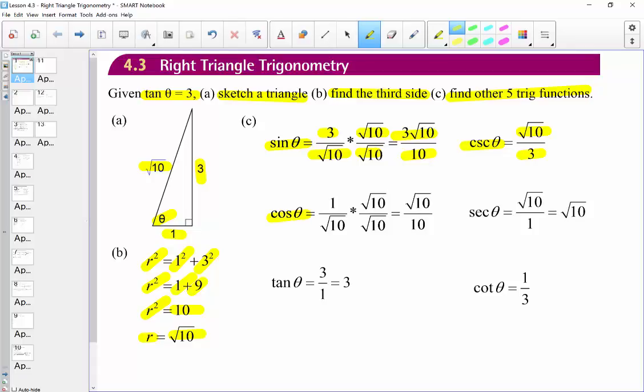The cosine of theta is our adjacent side, 1, over the hypotenuse, square root of 10. Again, we're going to rationalize the denominator by multiplying the numerator and denominator by the square root of 10. In doing so, we get the square root of 10 over 10. The secant of theta is equal to the hypotenuse, square root of 10, over the adjacent side, 1, or simply the square root of 10. And finally, the tangent of theta equals the opposite side, 3, over the adjacent side, 1, simplifying to 3. We're also told this in the problem. The cotangent of angle theta is the adjacent side 1 over the opposite side 3, or 1/3.